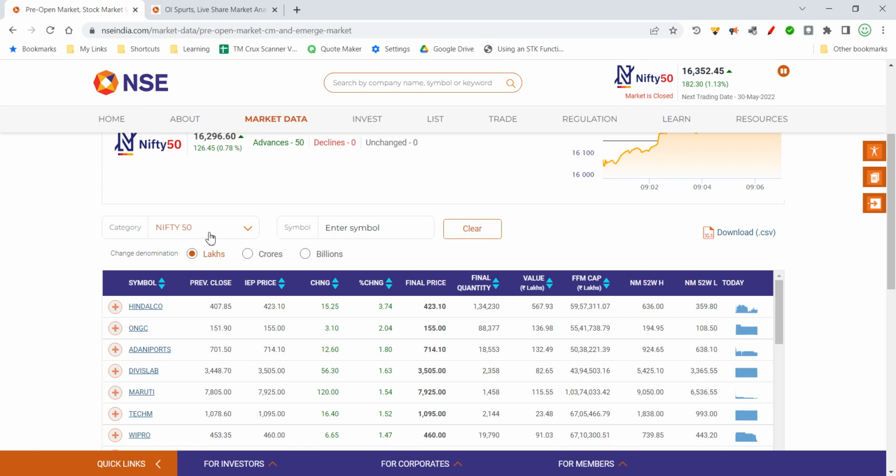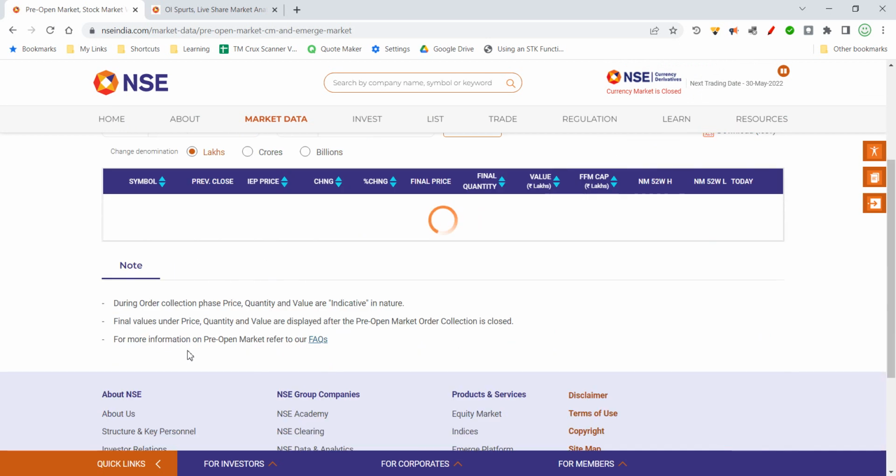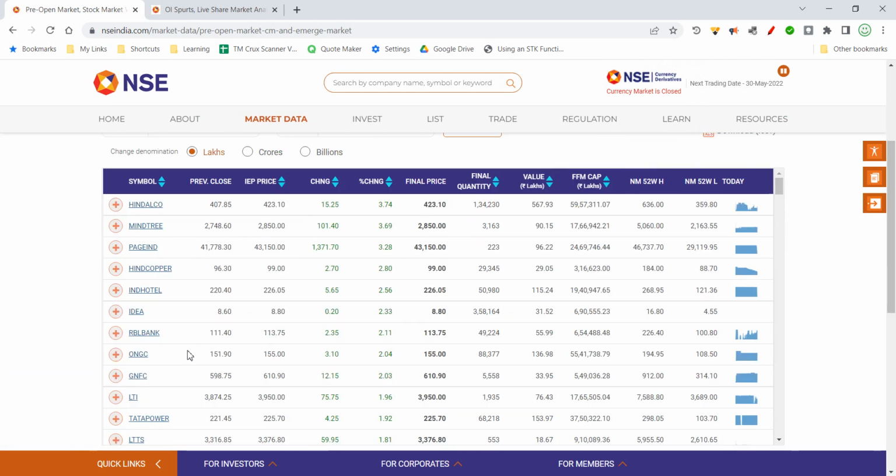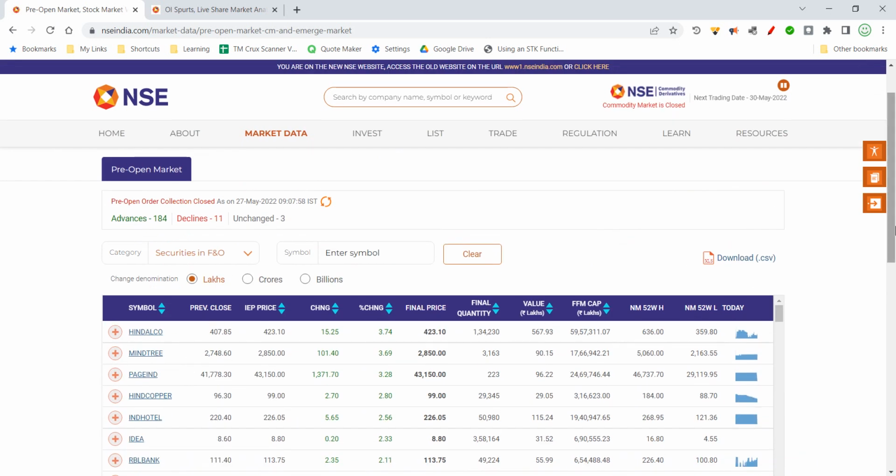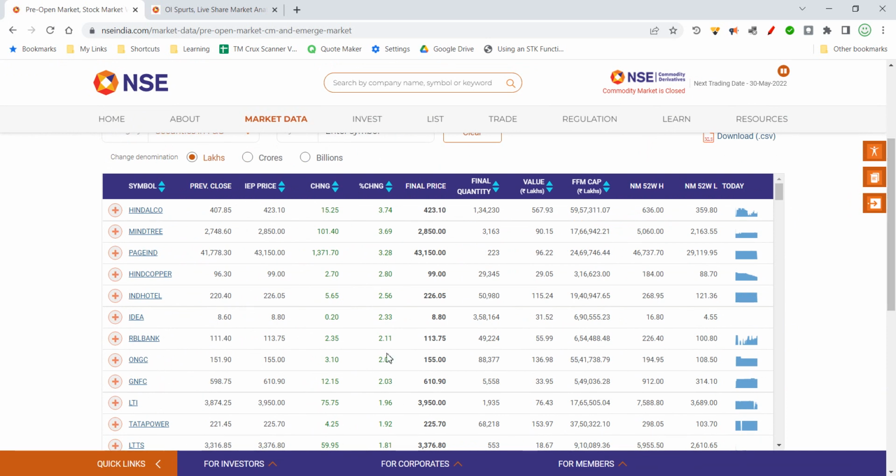From this drop down in the category over here, you can just select securities in FNO, futures and options. And precisely I'm interested in 4 to 5 stocks which have exhibited good price momentum in terms of percentage change over here. So this list you will always get sorted on the percentage change. And the beautiful part of intraday trading is that it's not just about buying the stocks, you can even short the stocks. So we would be interested in some of the stocks over here.